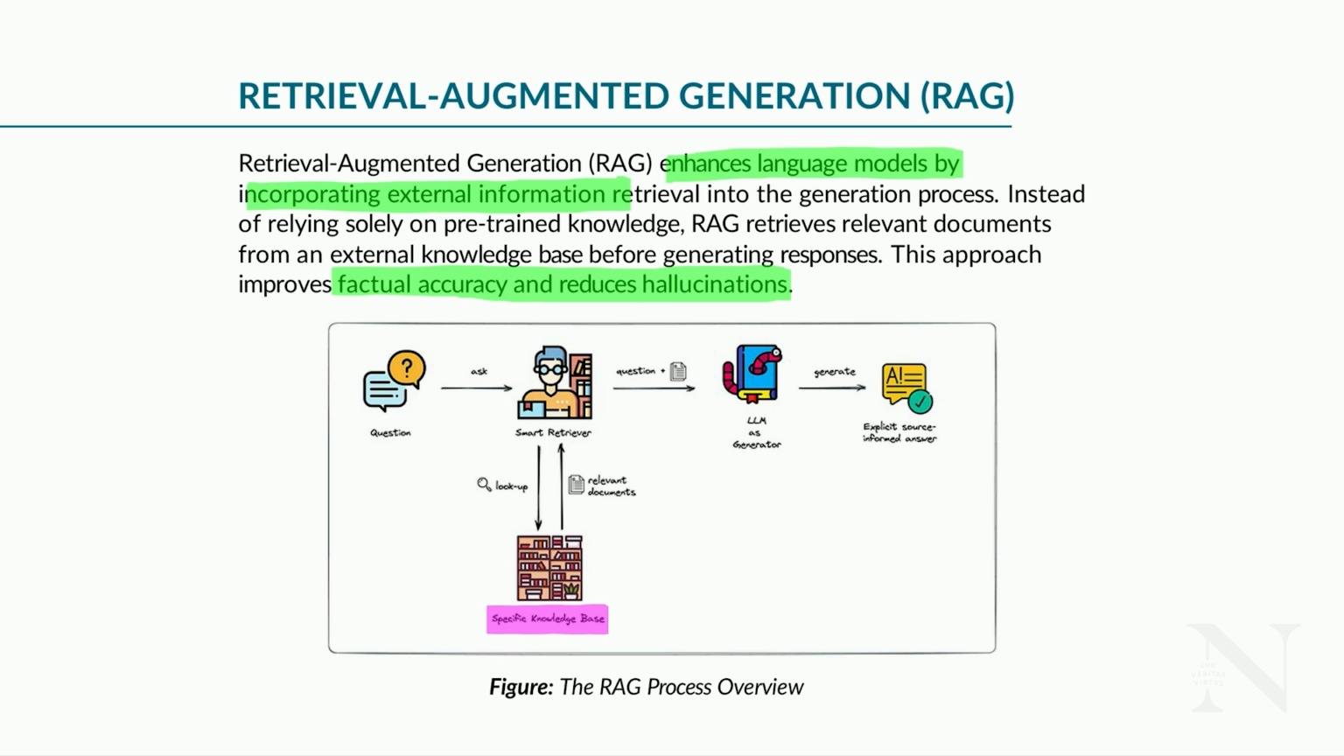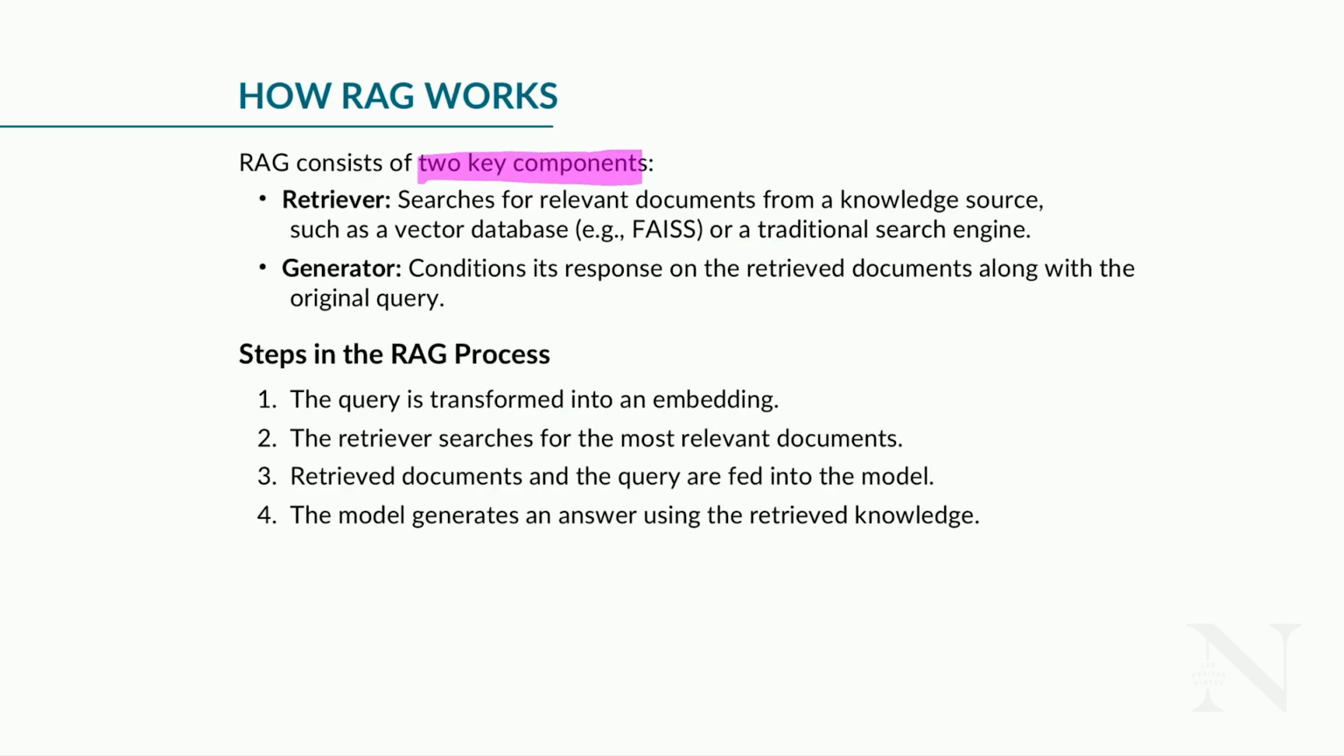Then, when the user asks the model a question, the first thing we do is retrieve from that database any knowledge that is similar to the question. Next, we append the question and the retrieved knowledge, and we pass that to a large language model. The model generates the result given the user question and the knowledge we retrieved from the database. RAG consists of two key components, a retriever and a generator.